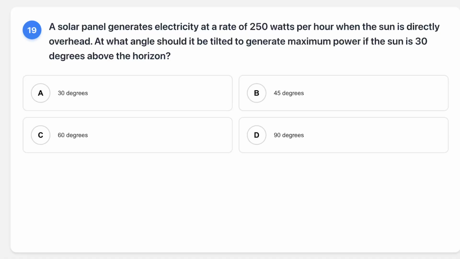Question. A solar panel generates electricity at a rate of 250 watts per hour when the sun is directly overhead. At what angle should it be tilted to generate maximum power if the sun is 30 degrees above the horizon? Option A. 30 degrees. Option B. 45 degrees. Option C. 60 degrees. Option D. 90 degrees.